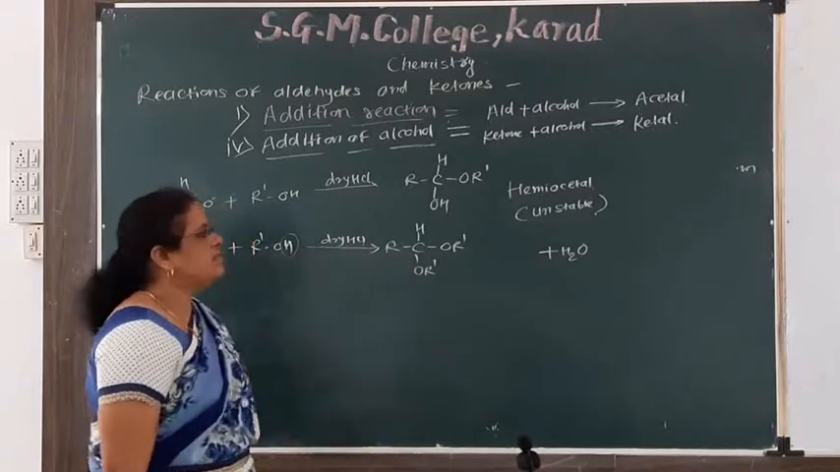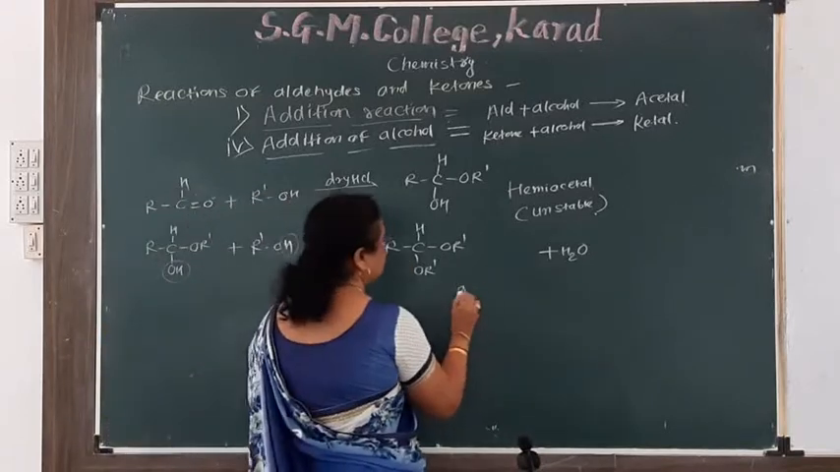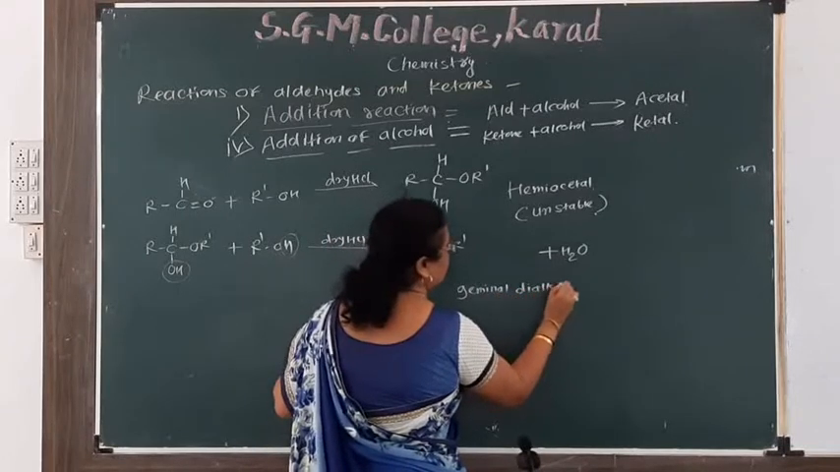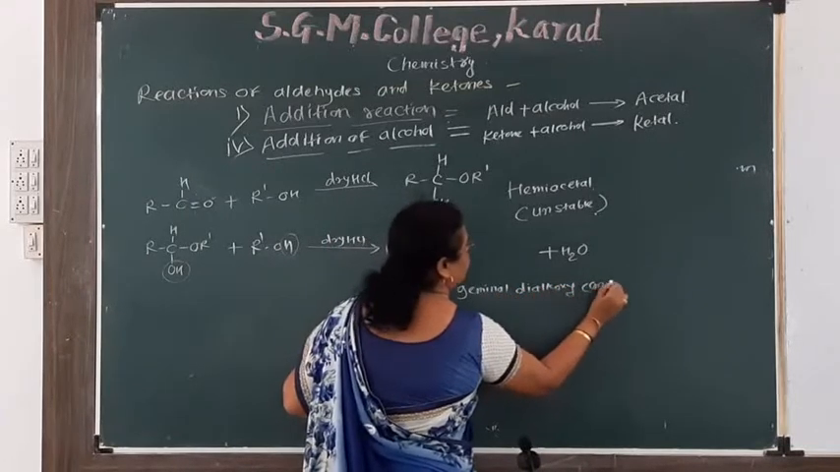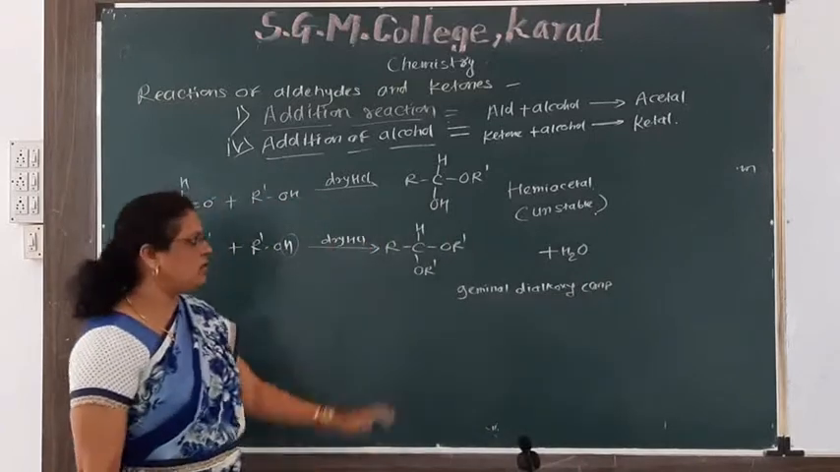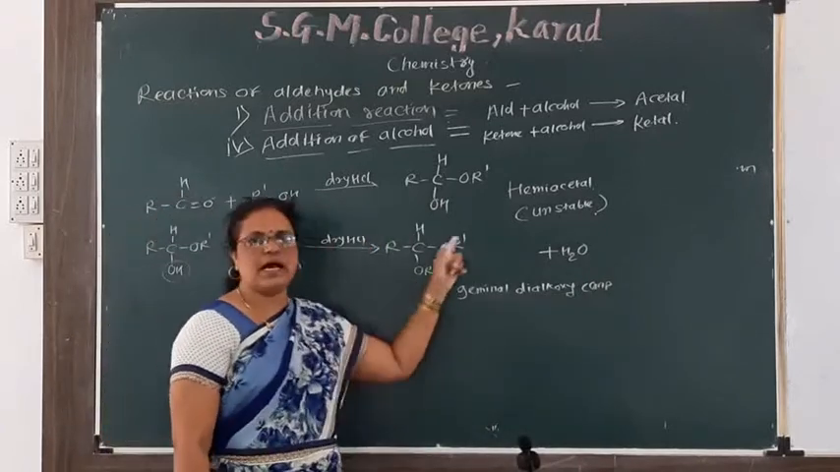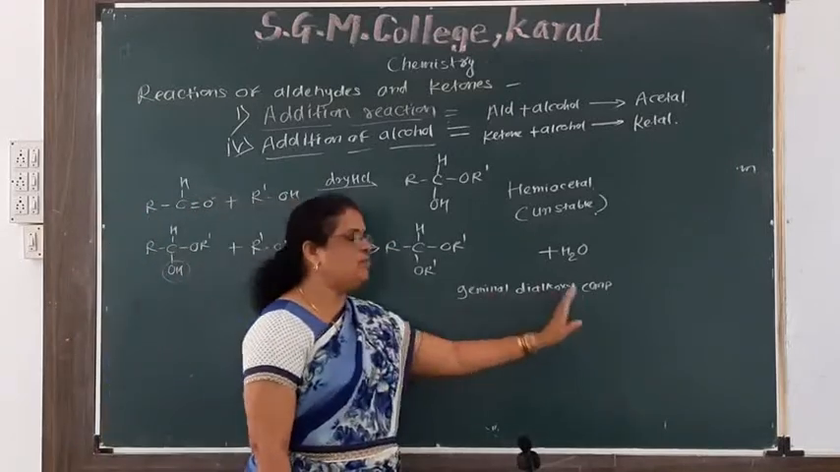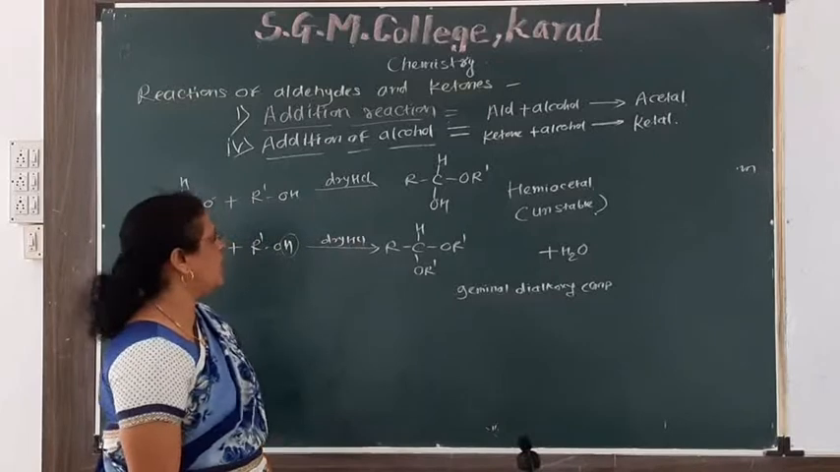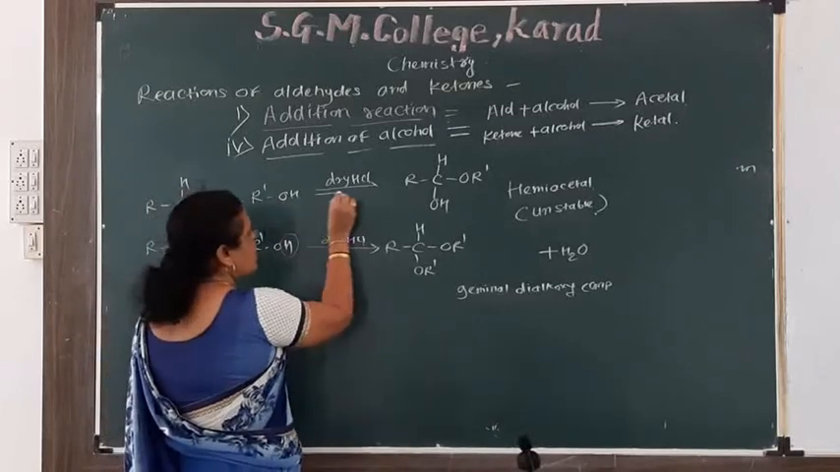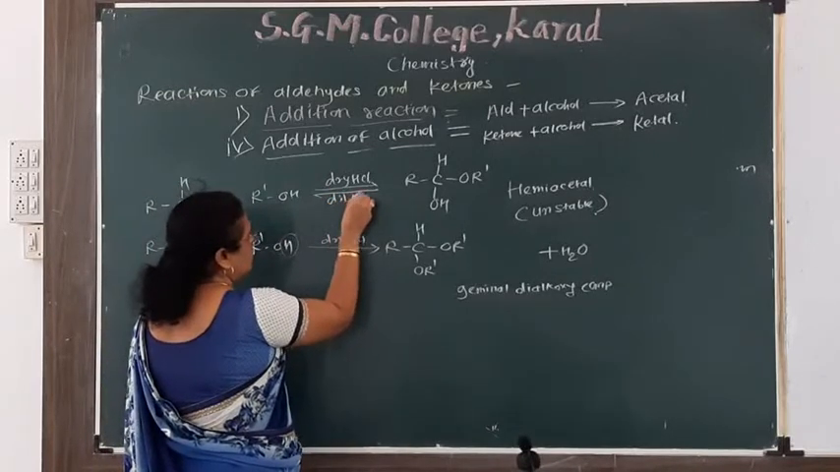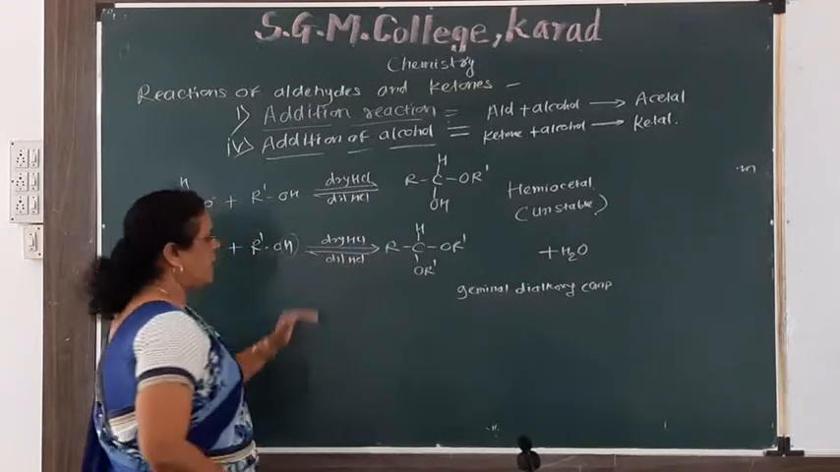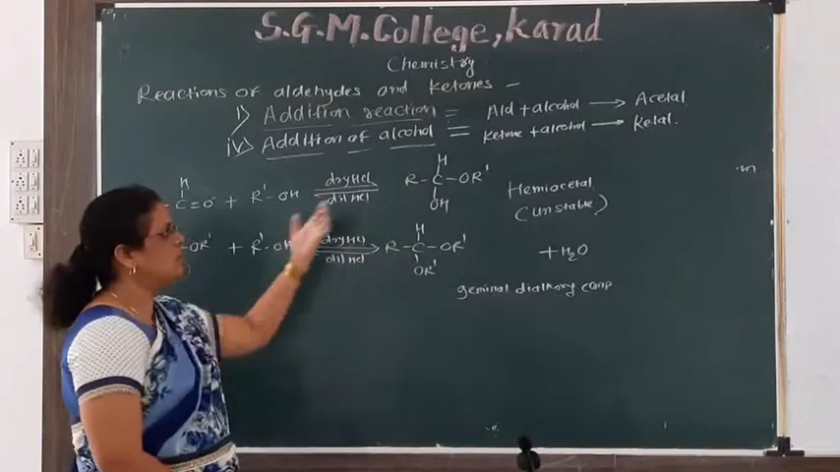This is known as geminal dialkoxy compound. Why is this called geminal? Because here two alkoxy groups are attached to the same carbon atom. Therefore, this is known as geminal dialkoxy compound. Here, in presence of dilute HCl, this reaction is reversed. If we take here dilute HCl, then this reaction is reversed.